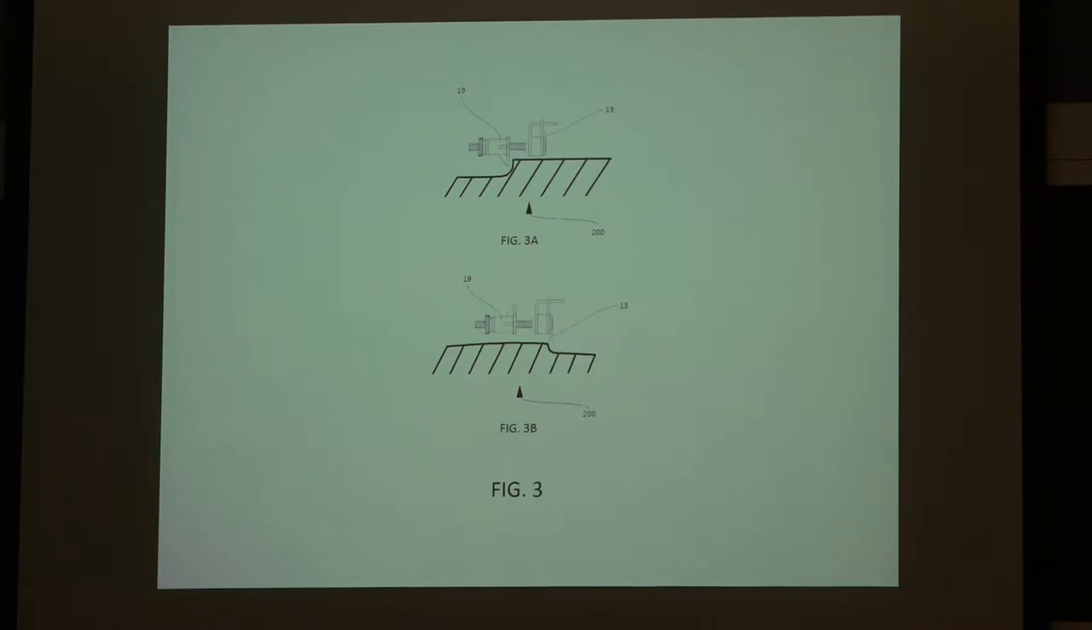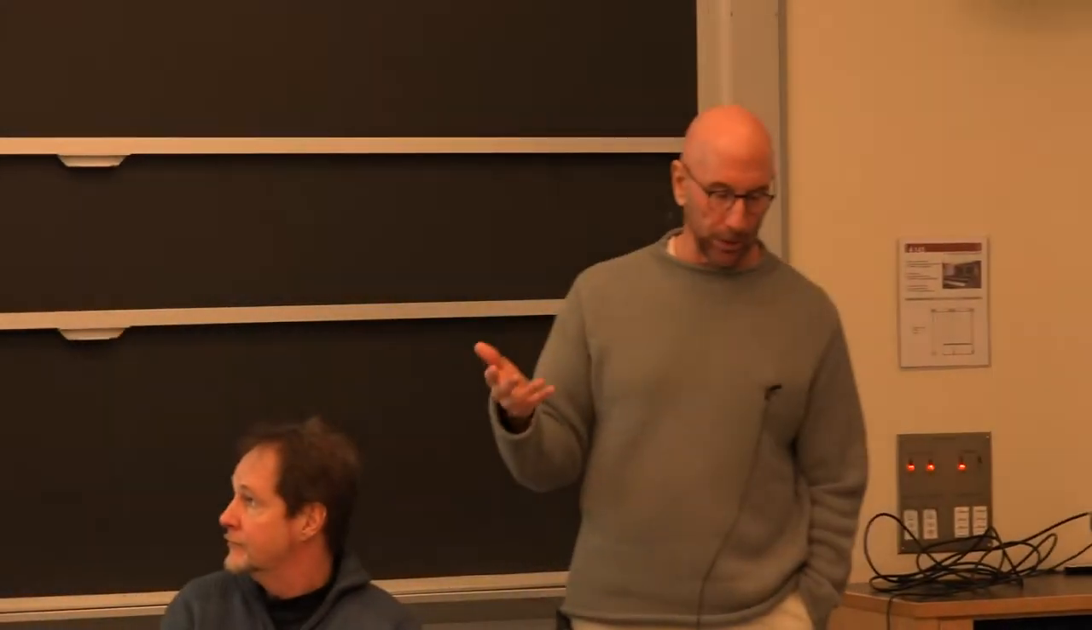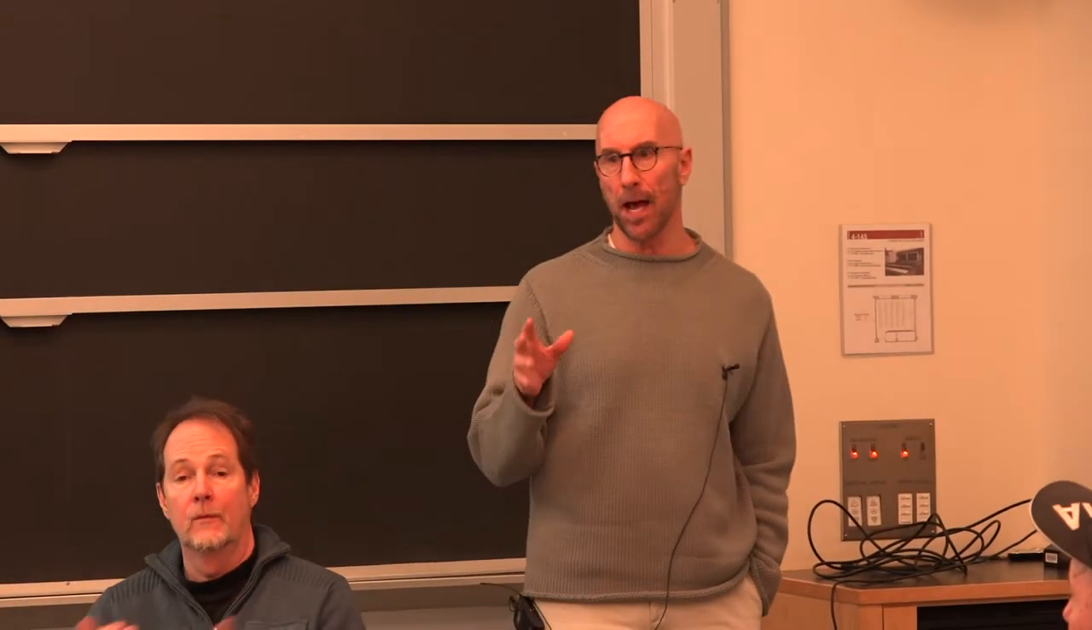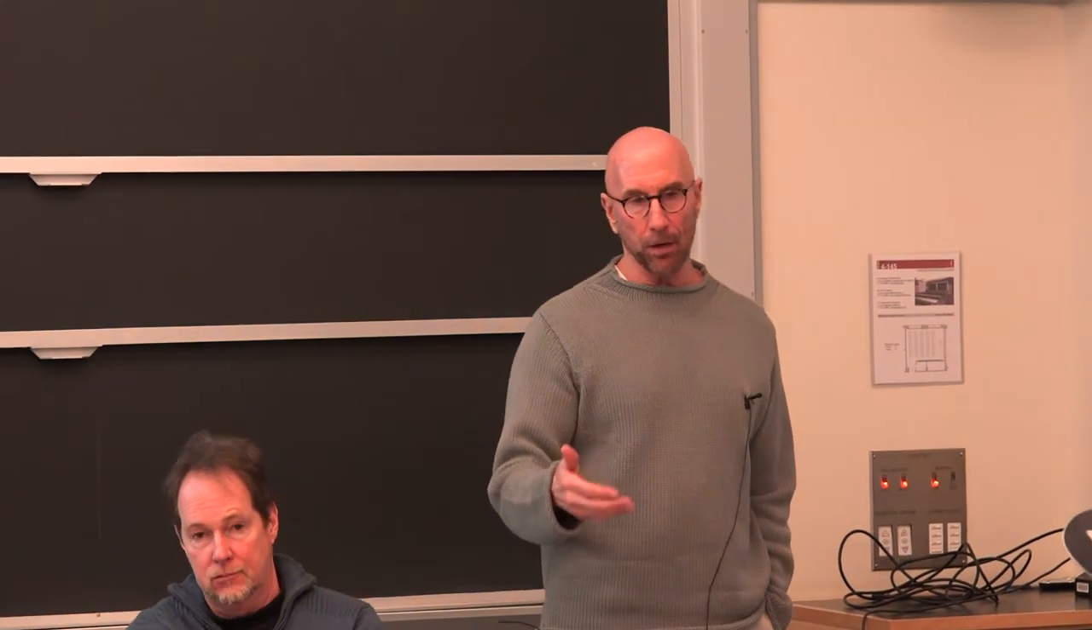A lot of this is imitation. You just look at what other people have done and adapt it for yourself. So the duration of a provisional patent, after a year, what happens? As you know, the provisional patent only lasts for 12 months, and that period of time can't be extended. So at the end of the 12-month period, you have a choice.